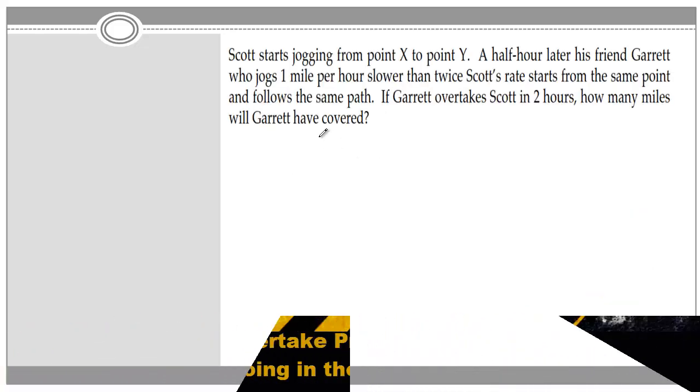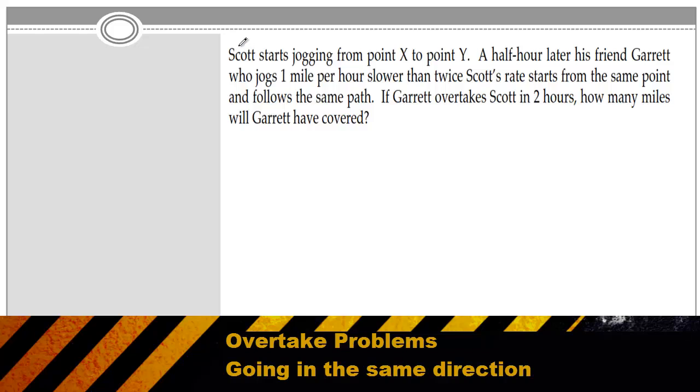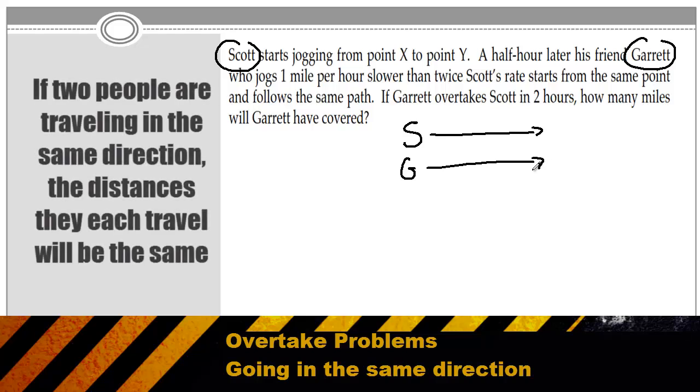So here's a fairly classic situation. We've got 2 joggers, Scott and Garrett. Scott takes off first, and then a half hour later, Garrett runs after him. Eventually, Garrett overtakes Scott. And at that moment where Garrett passes Scott, they have traveled the exact same distance.